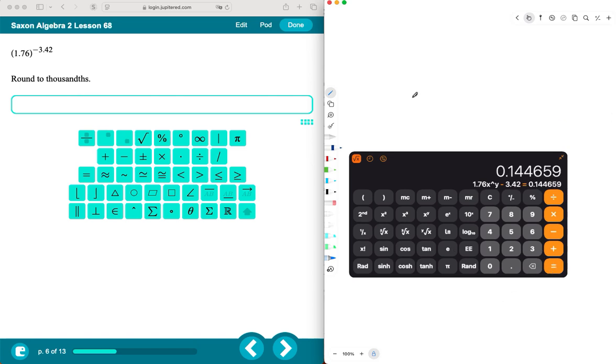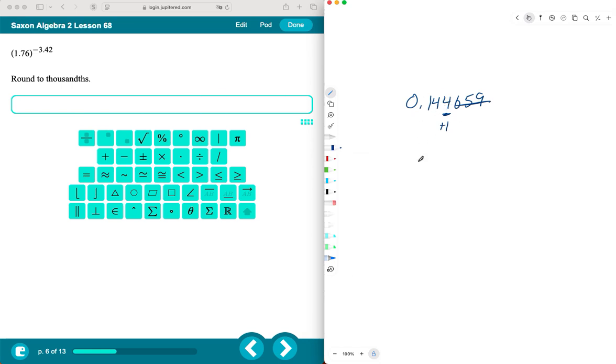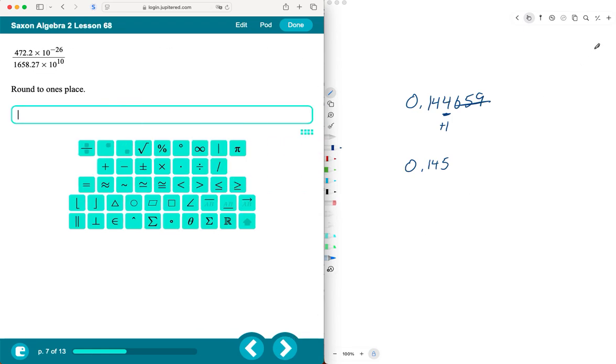So 0.144659. This is round to thousands: tens, hundreds, thousands. That's the place we're rounding it to. If this is 5 or more, we add 1 and get rid of those. It is, so our answer is going to be 0.145. And we'll check it, and it's correct. See how easy these are.